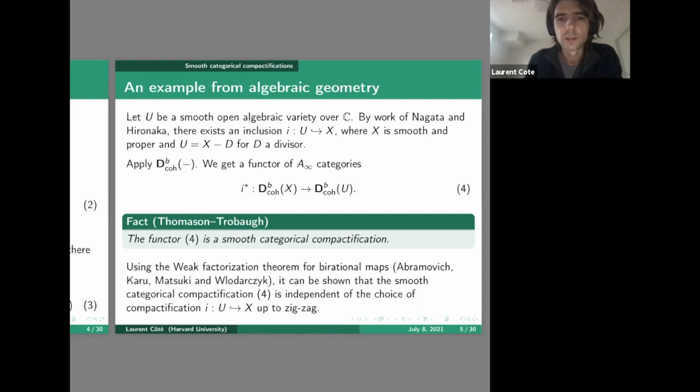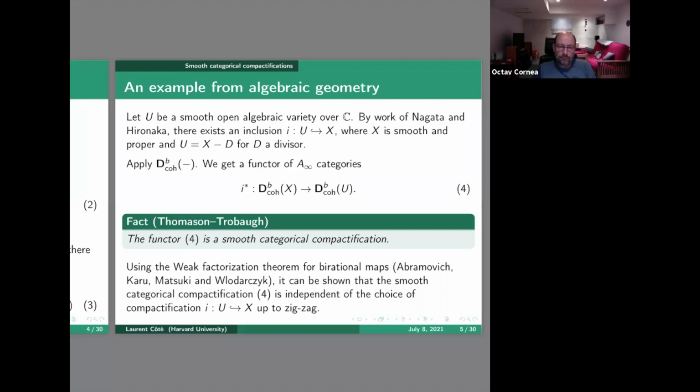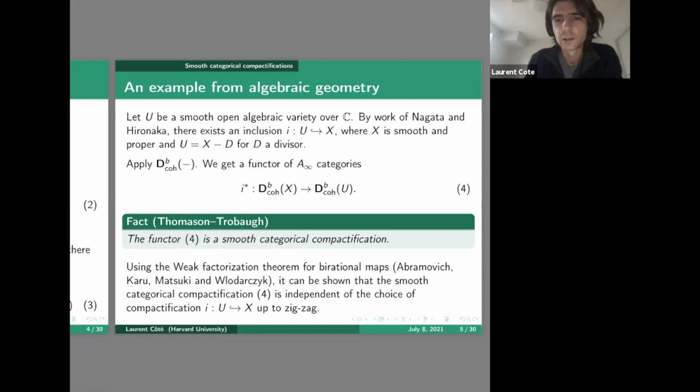There's also a uniqueness statement. So it can be shown using the weak factorization theorem for birational maps that this smooth categorical compactification is actually independent of your compactification of U up to zigzag of compactifications. And the point is just that if you compactify U in two different ways, well, these two geometric compactifications are going to differ by a sequence of blow-ups and blow-downs, and those induce morphisms of smooth categorical compactifications.